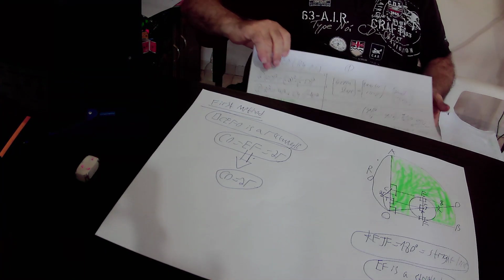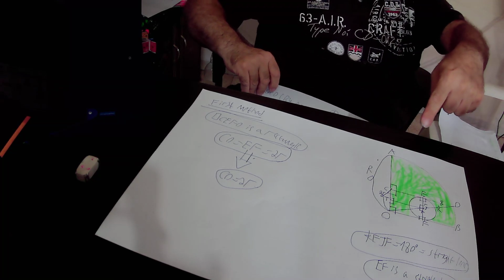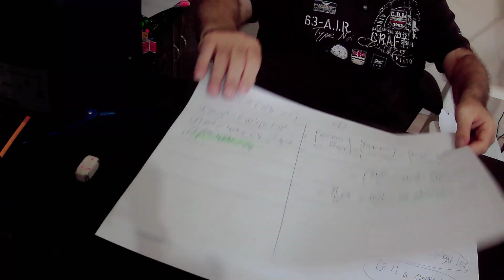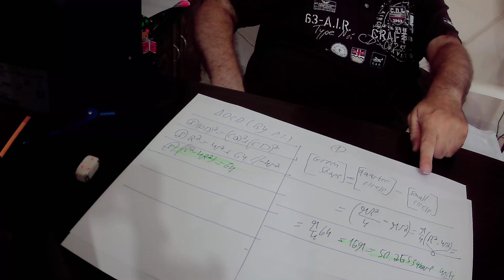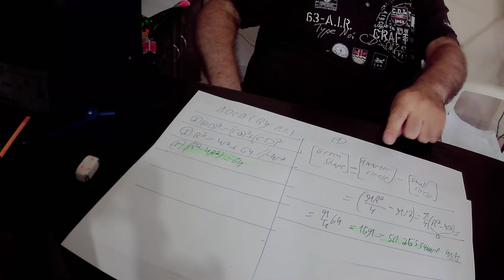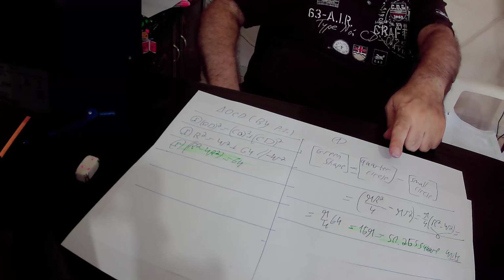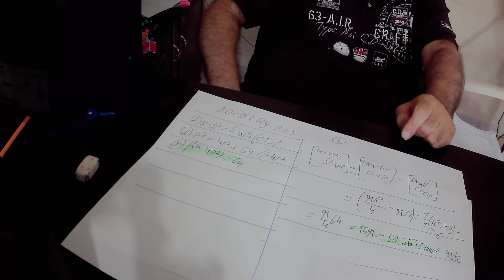What is the area of the green shape? From the diagram it is very easy to see that the area of the green shape equals the area of the quarter circle minus the area of the small circle. The area of the quarter circle equals the area of the circle, that is pi times capital R square over 4, and the area of the small circle is pi R square.